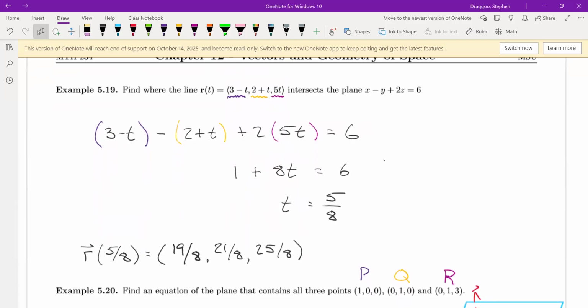To again just hit some highlights, if I want to find the point of intersection between a line and a plane, I can just plug the equations of the line into the plane. All right, so my line has an x, a y, and a z component. I plug those in for x, y, and z, solve the thing for t, and then plug it back in to find my point.